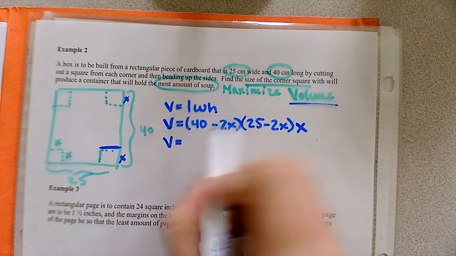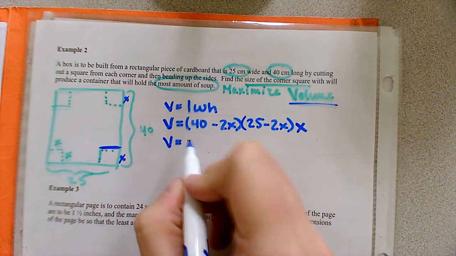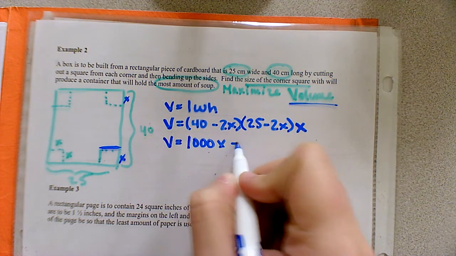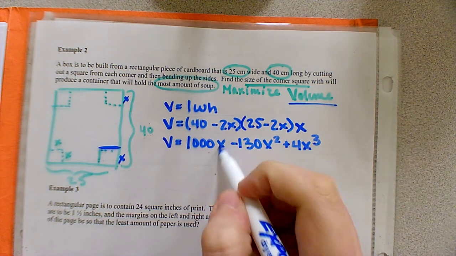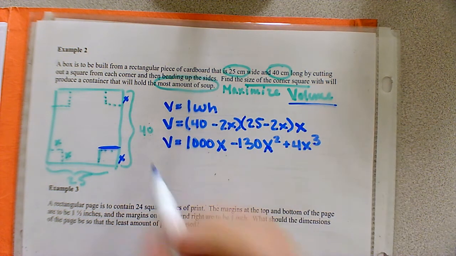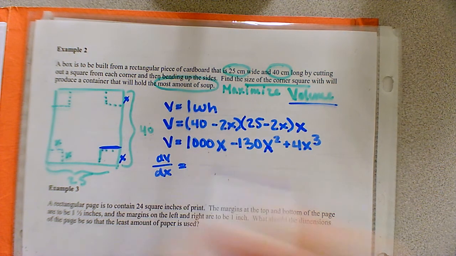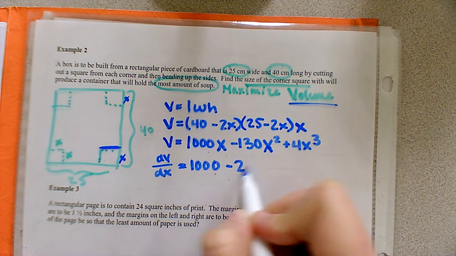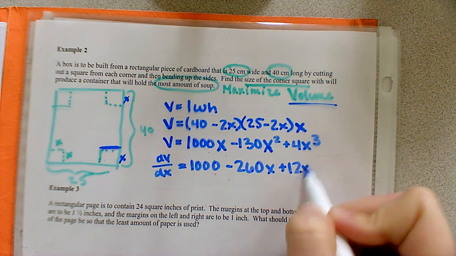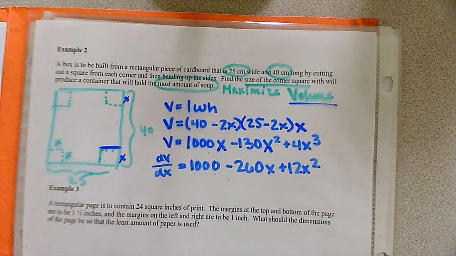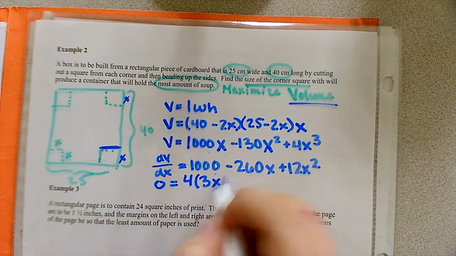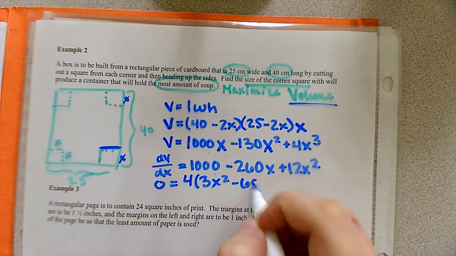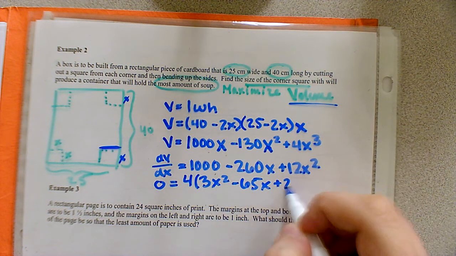If I were to go through a FOIL process with these 2 binomials and then multiply an x in, I'm going to have 1000x minus 130x squared plus 4x cubed. Okay, kind of movie magic there, just jumping straight to what the expansion would be. Alright, so now derivative, we'd have 1000 minus 260x plus 12x squared. If we think about factoring, because we want to set this equal to 0, maybe we can pull a 4 out of all those. So 4 out of 12 would be 3, 4 out of 260 would be 65, 4 out of 1000, 250.